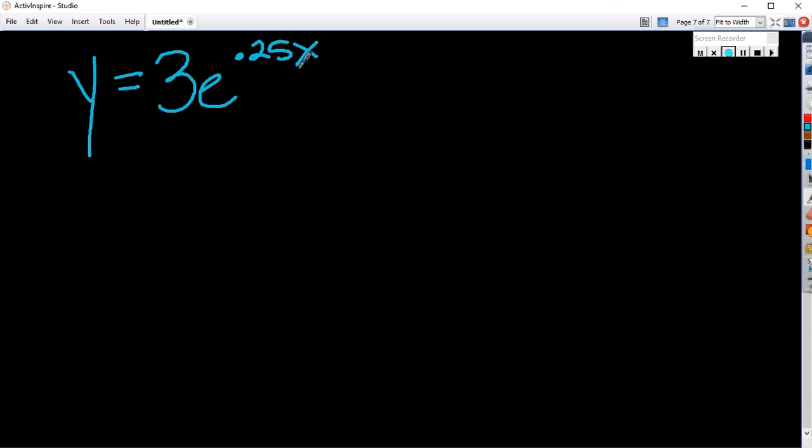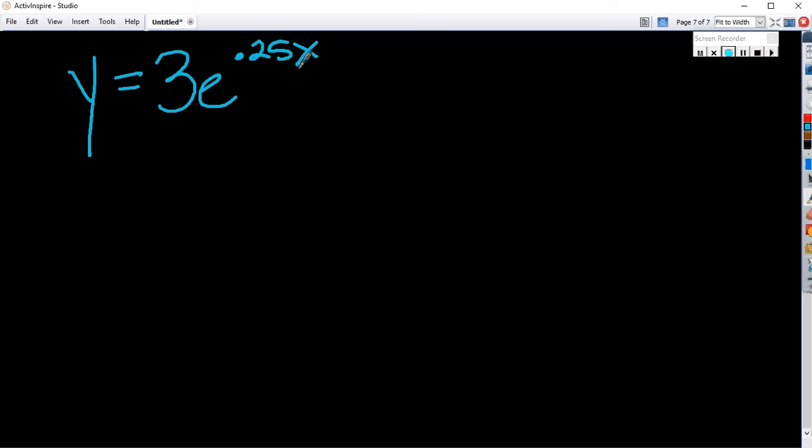Where's my asymptote going to be? 0, because k is 0. Easy point on the graph. Is it pretty much the same thing? It's exactly the same thing. The easy point would be h, a plus k. 0, 3. Because a is 3.